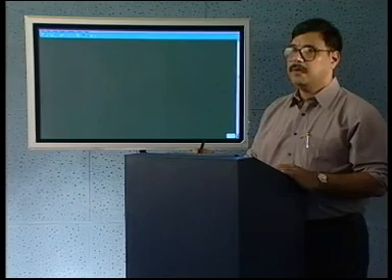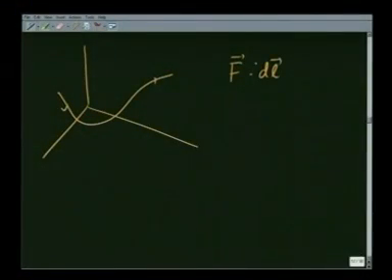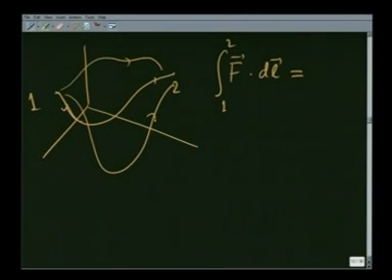Let me now ask a question, since I talked about a particle moving along a curve from one point to some other point. Is the work independent of the path, or does it depend on which path I am taking? So, if I calculate F dot dl from point 1 to point 2, is it the same whether I take this path or some other path or third path, or is it different? In general, the answer is that it could be different.